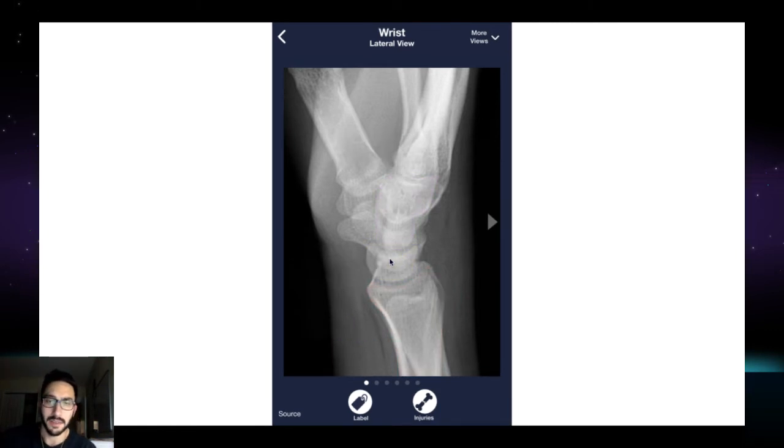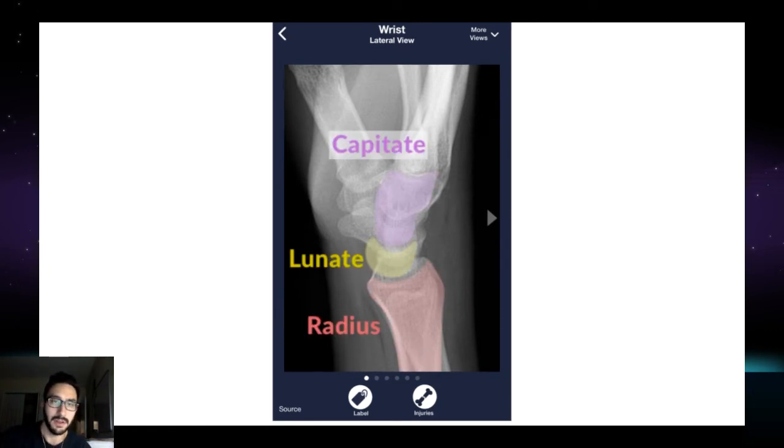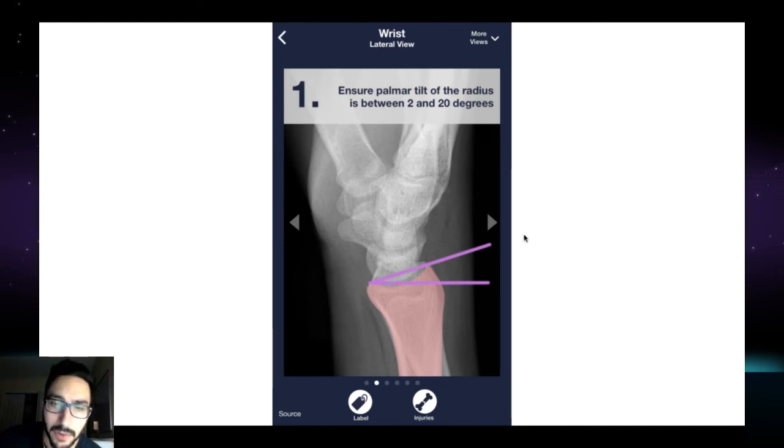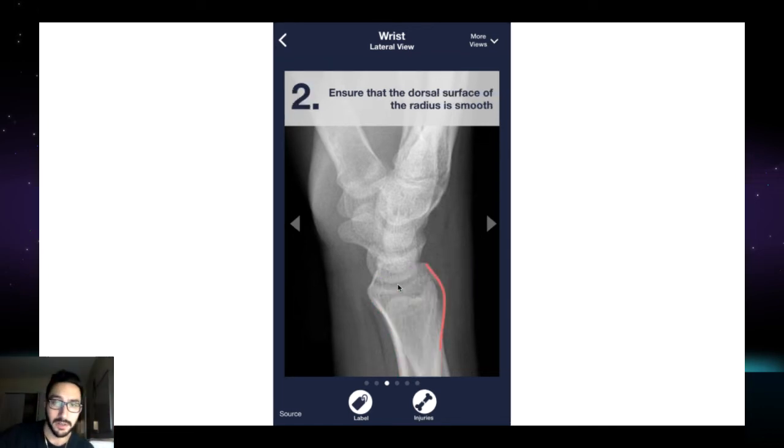Here's again the not as pretty image as the colorful one. First thing you want to look at when looking at a lateral of the wrist is to ensure that there is proper palmar tilt between the radius and the ulna, essentially. Normal angulation here, if you take a look at this angle, it is an acute angle of anywhere between 2 and 20 degrees.